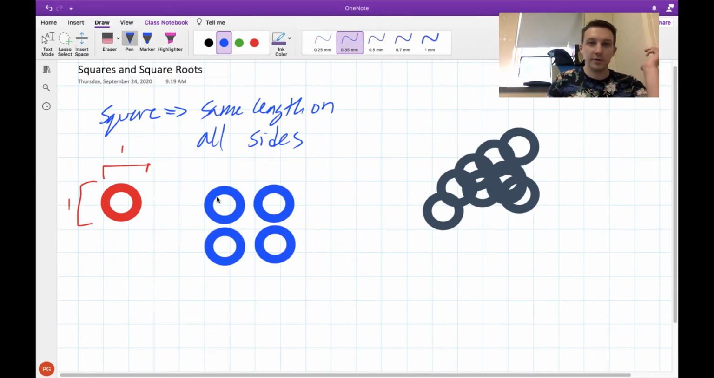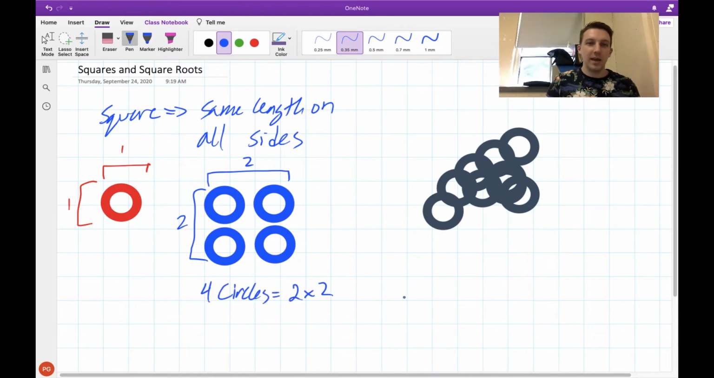The next square I could do is 2 on all sides. So that would be 2, that would be 2, and I would have a total of 4 circles. And we get 4 circles from 2 times 2, 2 wide and 2 tall. The same thing would be true for this one, right? Here we have 1 circle, which is the same as 1 times 1.